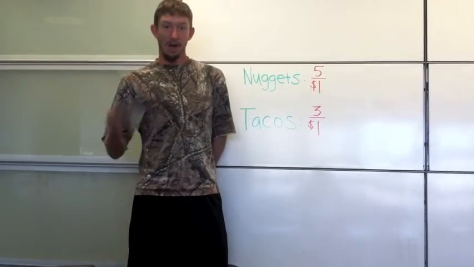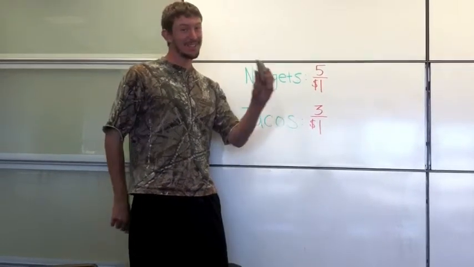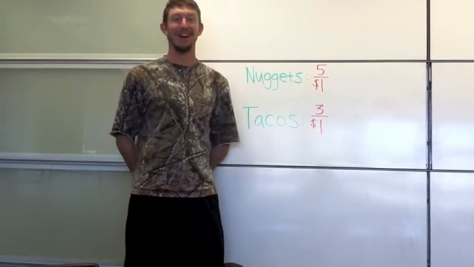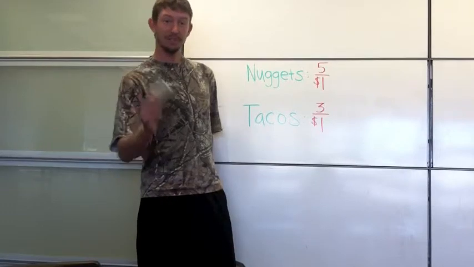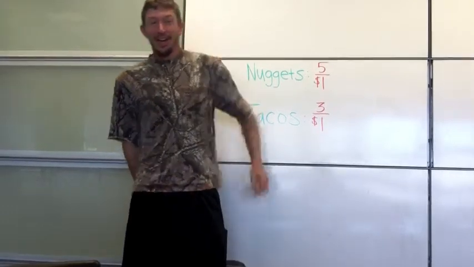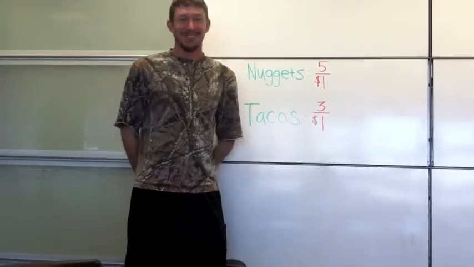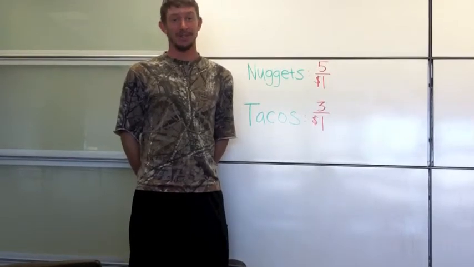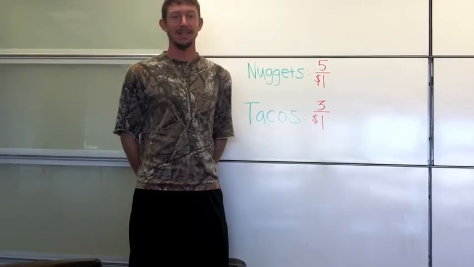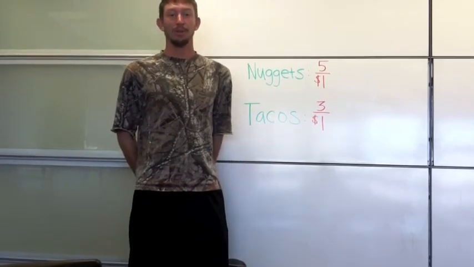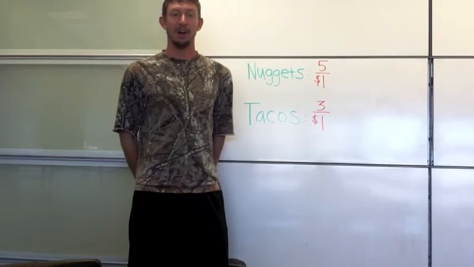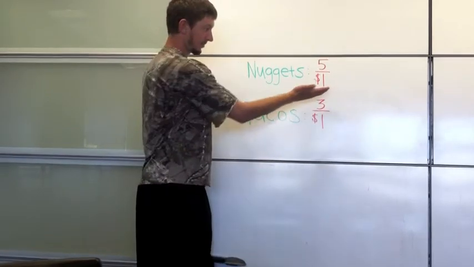For an additional $1 spent on chicken nuggets, Casey obtains 5 more units of utility. For an additional $1 spent on tacos, Casey obtains 3 units of utility. Because Casey is getting more utility per dollar with chicken nuggets, he will want to allocate more of his budget on chicken nuggets.